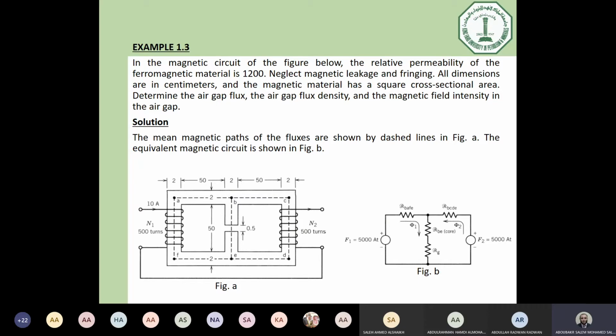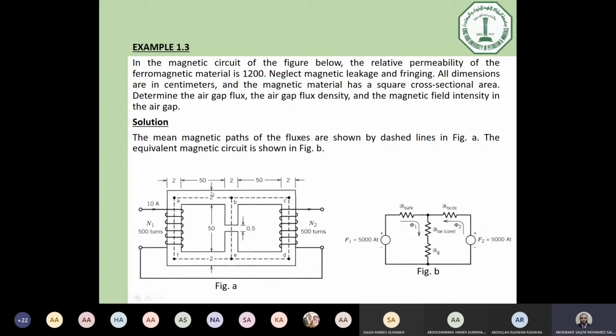So, in order to calculate B or phi or H, we need first to calculate the reluctance. And reluctance is nothing but L divided by mu times area. Mu for the core equals the relative permeability, which is 1200, multiplied by the absolute permeability. So we have mu.